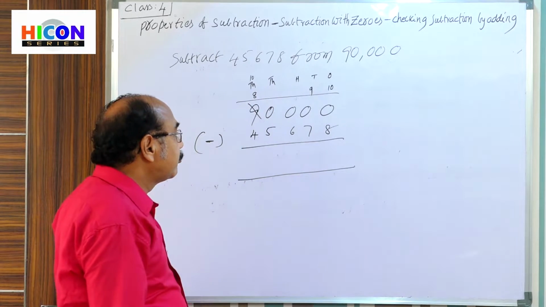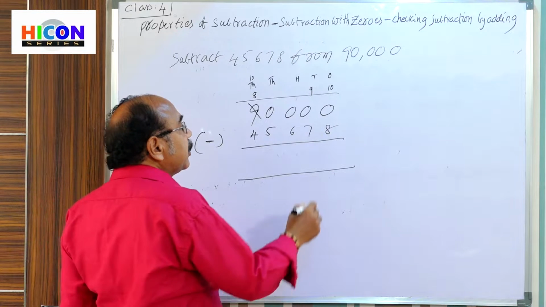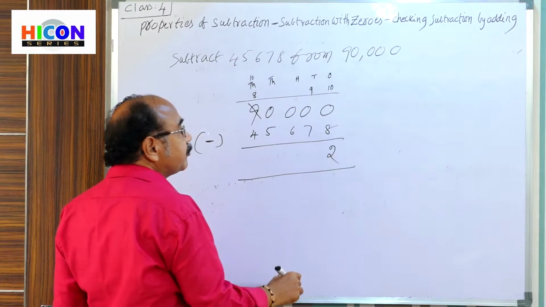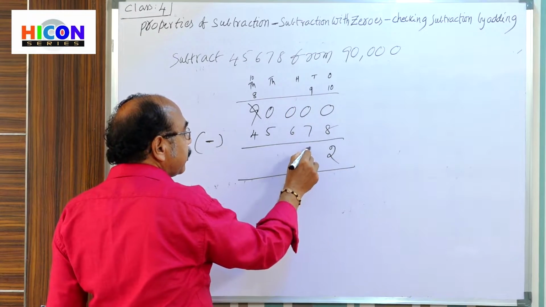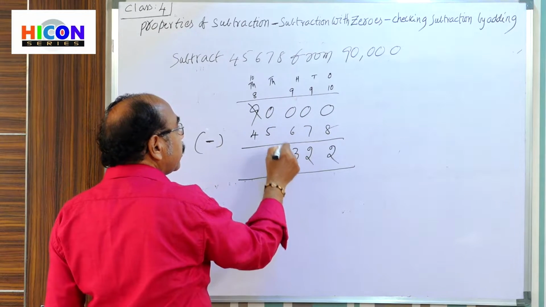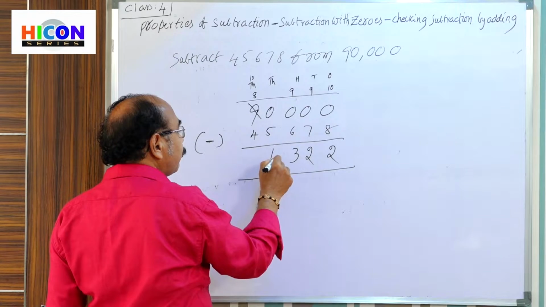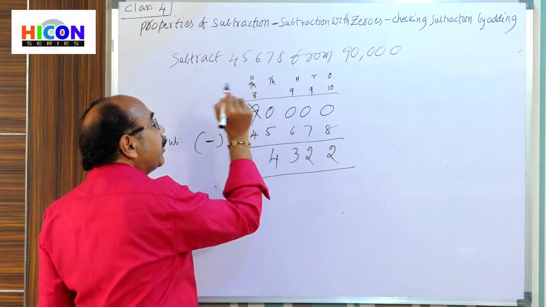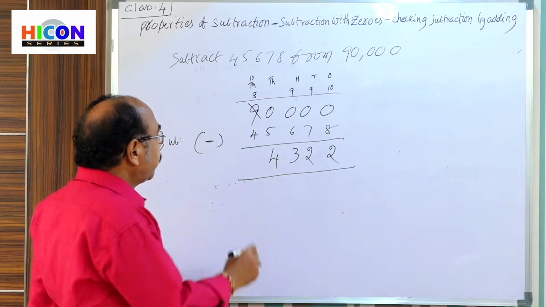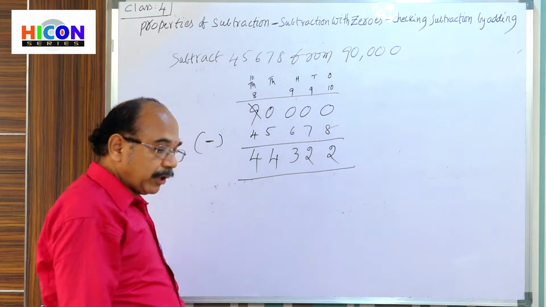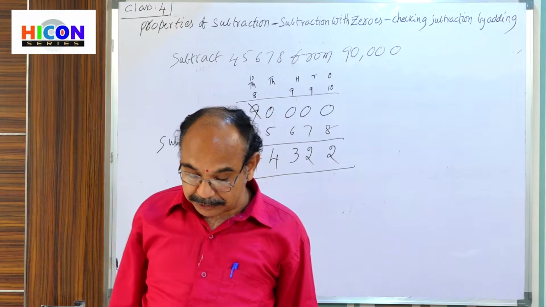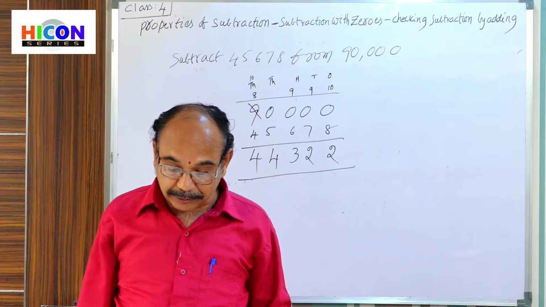Now you see here 10 minus 8 is 2. Here 9 minus 7 is 2. Here 9 minus 6 is 3. Here 9 minus 5 is 4. Here 8 only, because 9 gave borrow. 8 minus 4 is 4. The answer is 44,322.